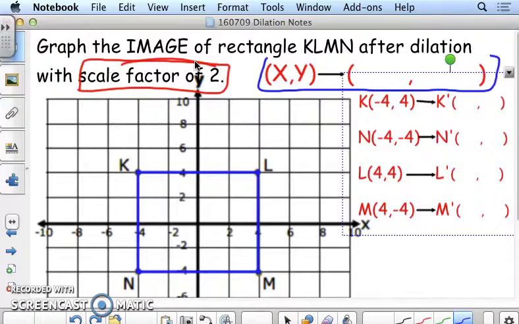So every single time I have a scale factor, I'm going to think about my x and y coordinate multiplying by that scale factor. So here in this situation, my scale factor is 2. So what I'm going to do is I'm going to take every single coordinate and multiply it by 2. So I want you to try that out. Pause your video and try that out.